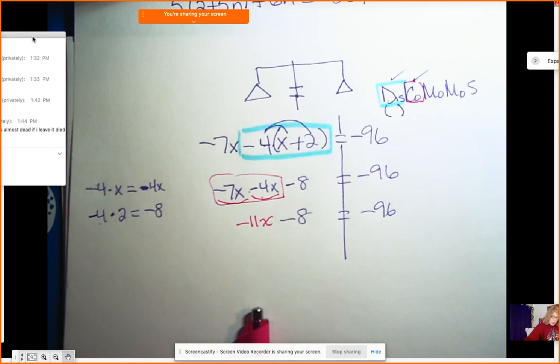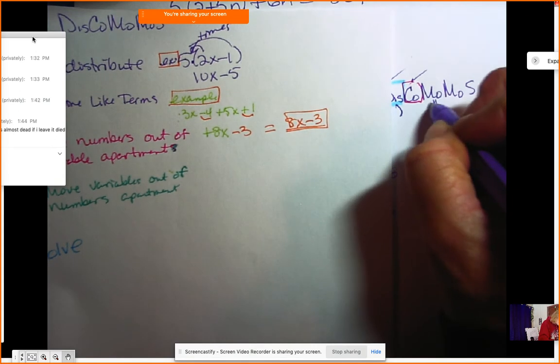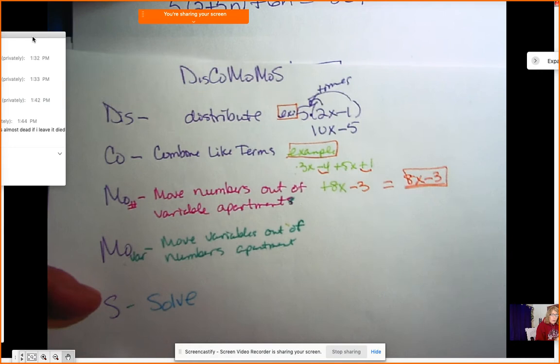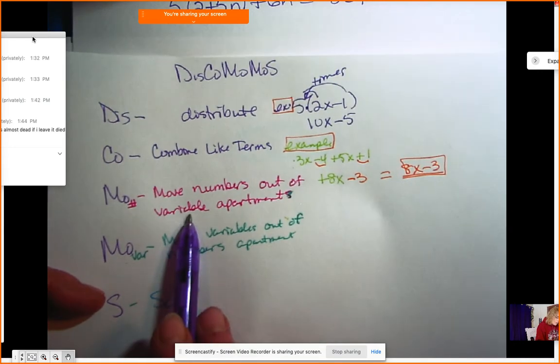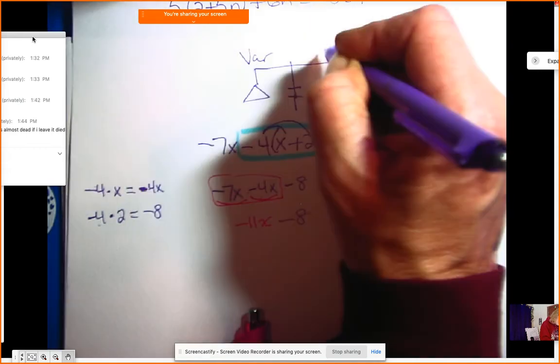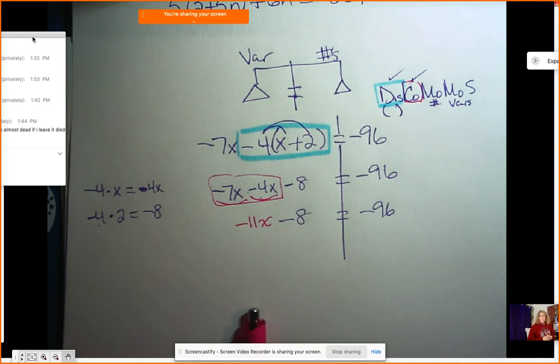What's the first move? And I literally will write this up here. Move numbers and then move variables. Oh, I forgot to do something. We're going to move numbers out of the variable apartment. Remember at the beginning, variables are always on the left, numbers on the right. Always. Don't change that. It'll make you a very strong math student. Just always put the variable on the left. Okay, I'm going to do that in blue. No, I'm going to do that in yellow.